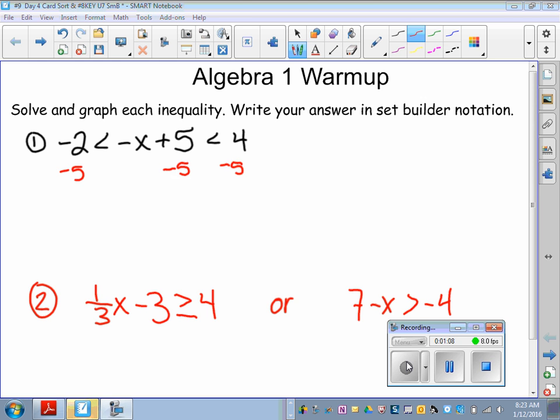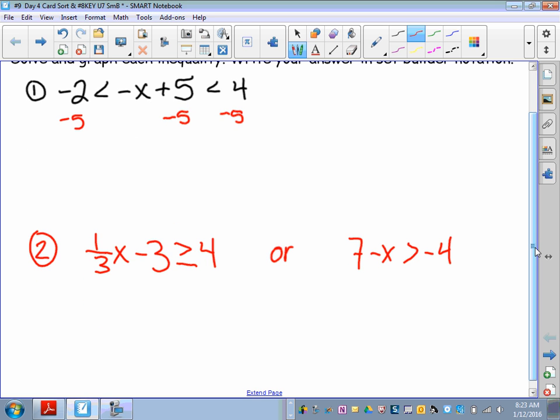Alright, so as Elroy said, we subtract 5. So we need to subtract 5 from every single part of my inequality. Some of you were only doing it to 2 parts of it. We have 3 different pieces here. If it helps you out, go ahead and draw that line through your inequality here to separate it.